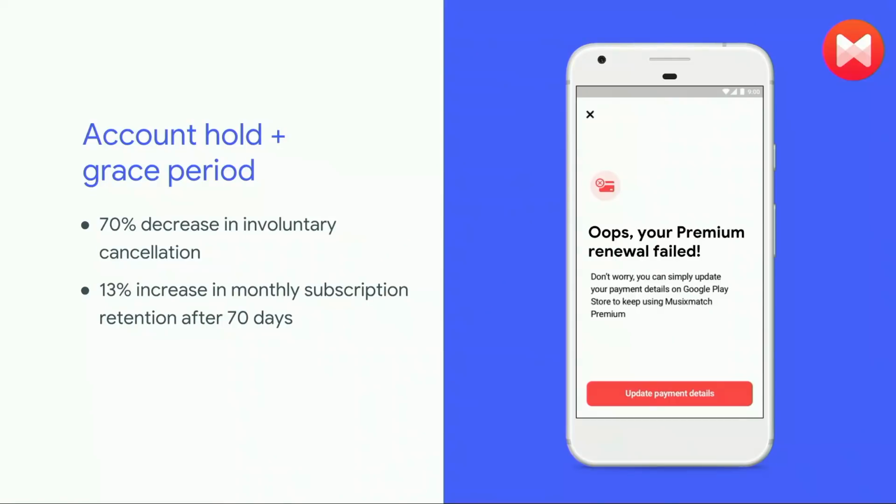That's why we have seen such great success with a grace period, which allows us to retry to charge subscribers whose payment has failed for a defined period of time. And account hold, which lets you put subscribers in a suspended state until they update their form of payment. As you can see here in the example provided by our partner Musixmatch, that's notifying the user about the payment that has failed.